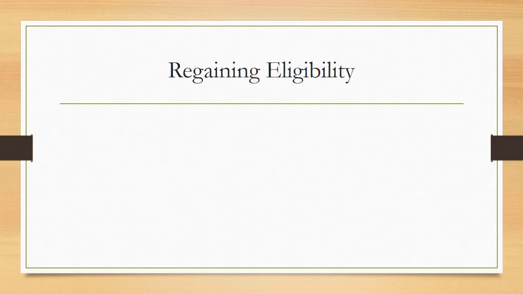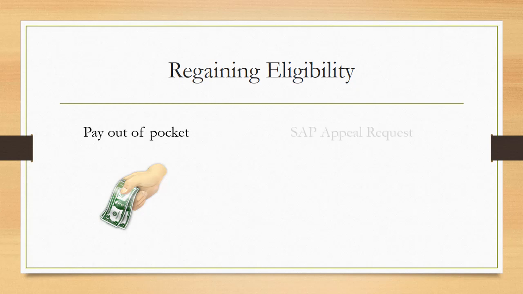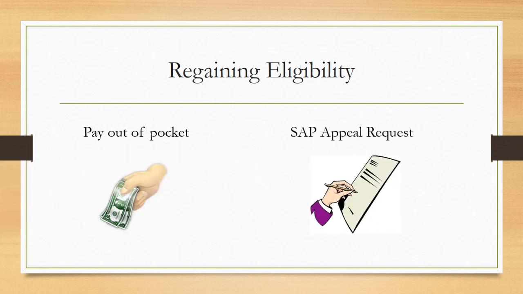If your financial aid is suspended, you will have two options to regaining eligibility. One is to pay for the courses out of pocket without the use of financial aid until you can bring your cumulative financial aid GPA back to a 2.0 and your overall completion rate to 67% or higher. Or if the reason you were placed on suspension was due to extenuating circumstances, you may file an appeal. For further information on the appeal process, please contact the financial aid office.